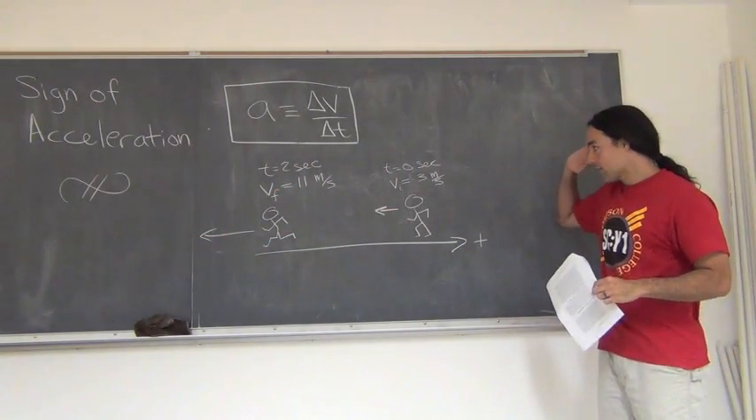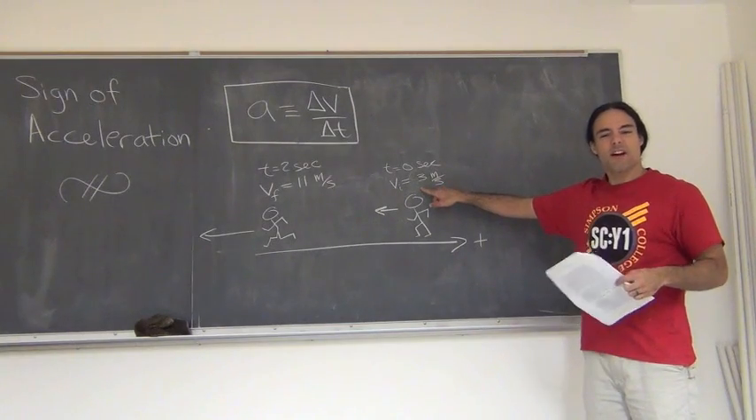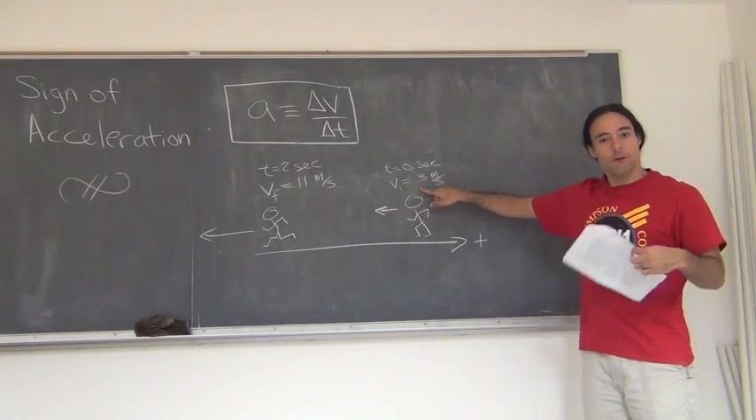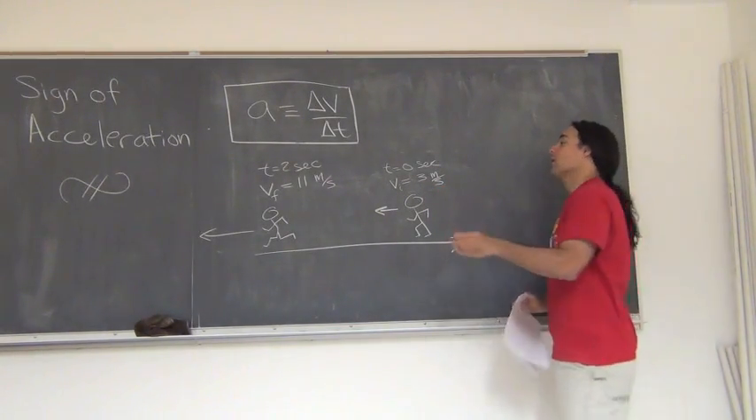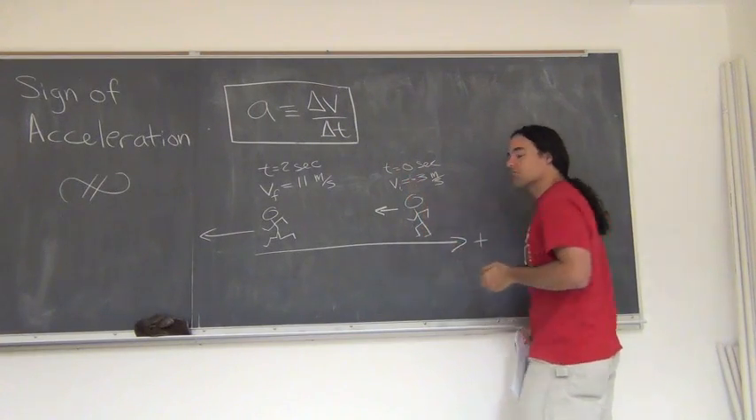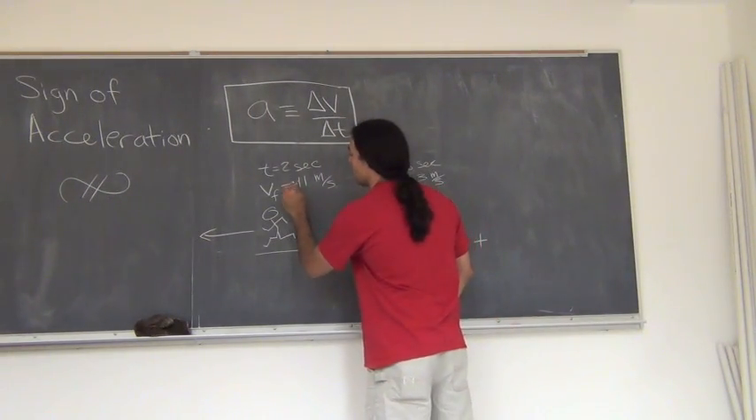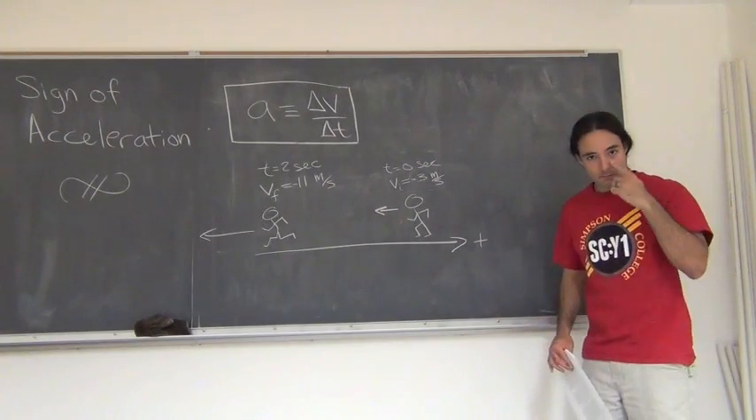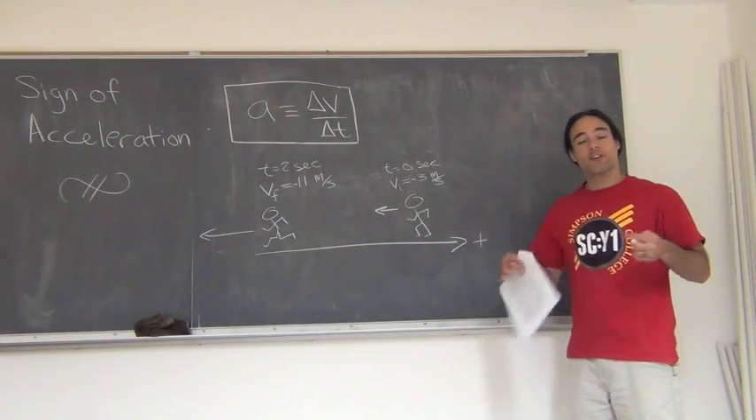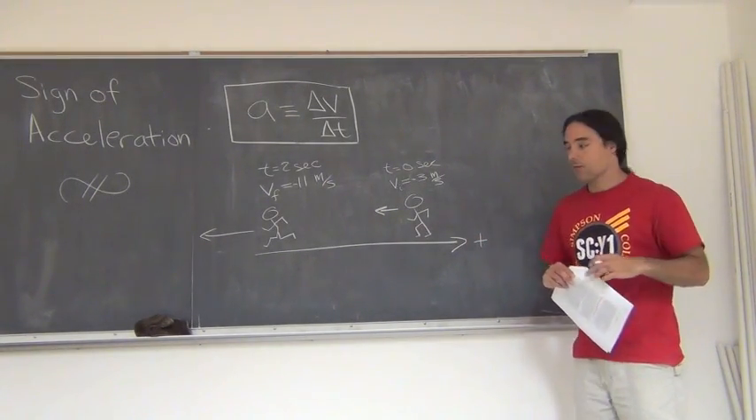Well, if I look at that, if I'm moving to the left, my velocity can't be positive. To the right is positive. My velocity has to be negative. That's an easy fix. Similarly, my final velocity also has to be negative. If we're talking about velocity, I need to take into account the sign of the velocity.